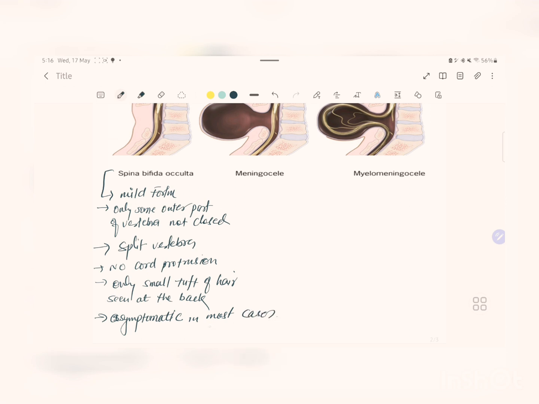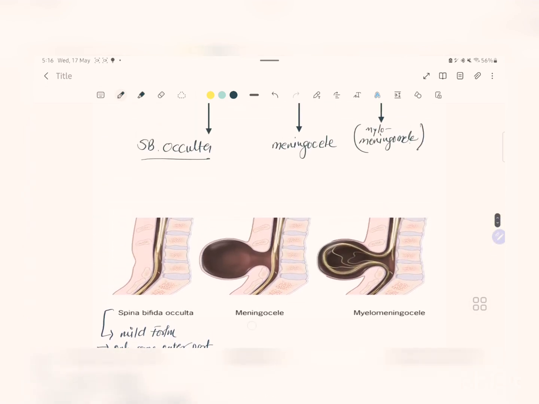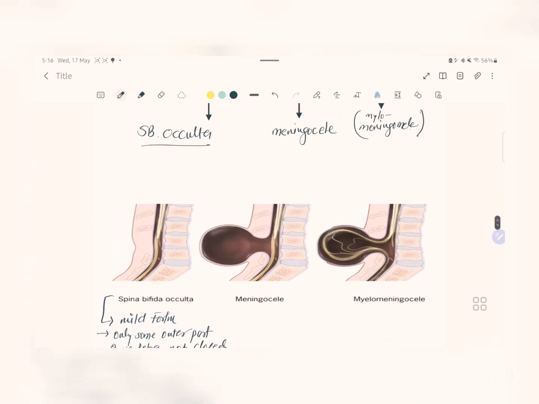We have already said this is asymptomatic in most cases. Now we will see the second type, that is the meningocele. What happens in the meningocele? We can see in the picture there is a cystic swelling on the back, but the cord is not protruding, so it is only a cystic swelling due to the defect in the posterior element. This is also known as meningeal cyst. It is the least common type of spina bifida.